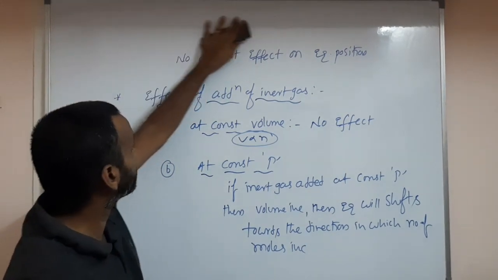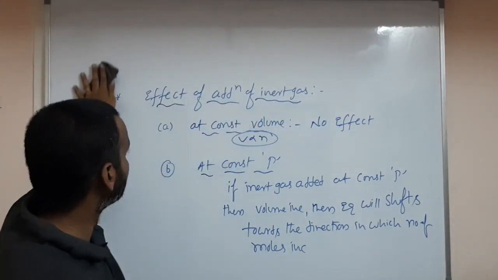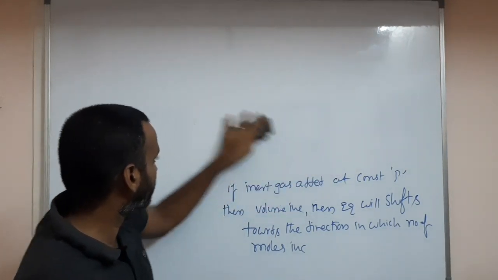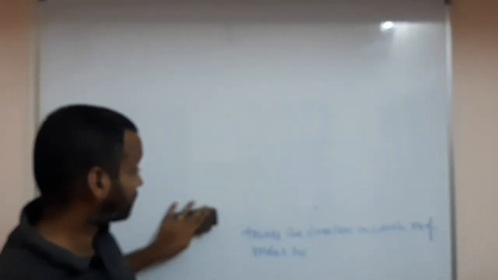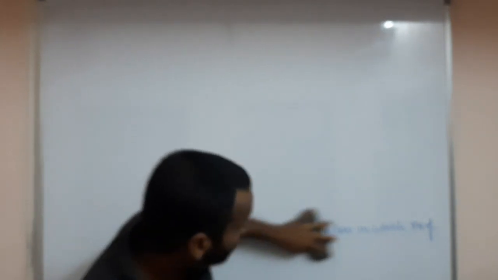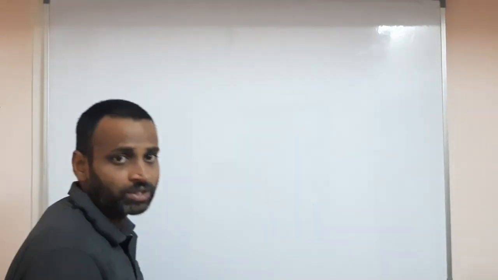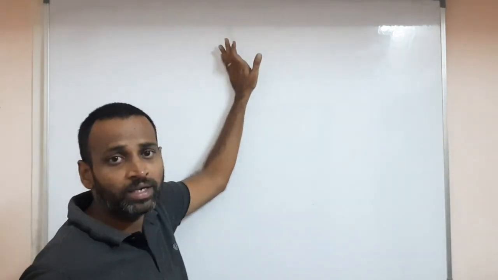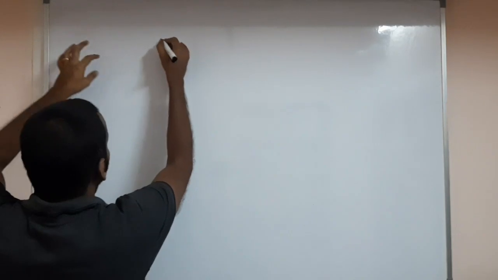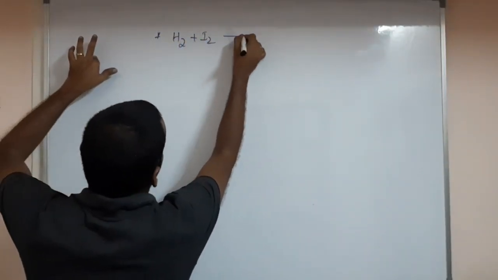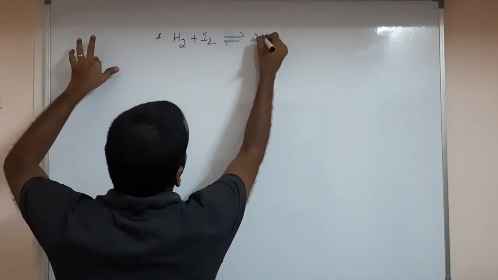So the effect of catalyst, everything is important. Please write all these things down. This concept is very important for us, because based on it you will have one numerical. We have the effect of pressure, effect of concentration, effect of temperature, effect of catalyst, effect of addition of inert gas. They'll ask questions like this: H2 plus I2 in equilibrium with 2HI.